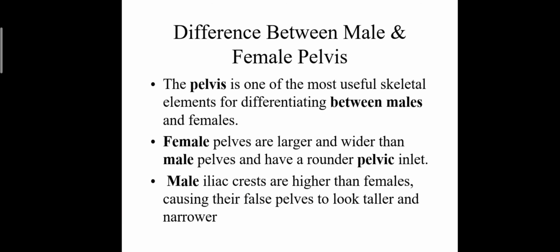Difference between male and female pelvis. The pelvis is one of the most useful skeletal elements for differentiating between males and females. Female pelvis are larger and wider than male pelvis and have a rounder pelvic inlet. Male iliac crests are higher than females, causing their false pelvis to look taller and narrower.